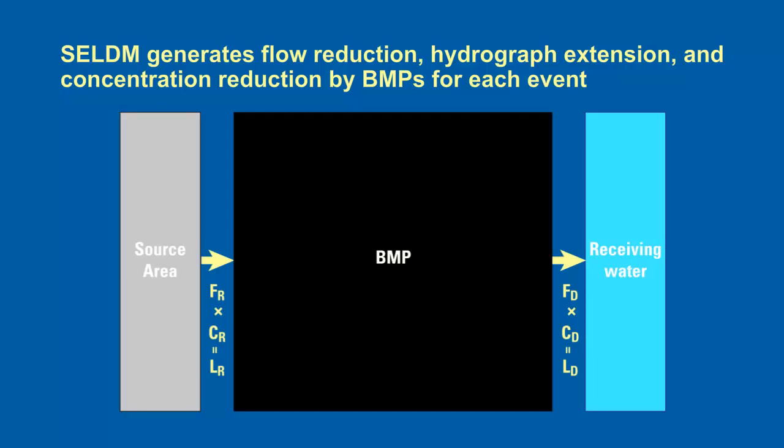This schematic diagram shows the runoff source area as the gray rectangle on the left with the load equation, the statistical black box BMP in the center, and the discharge load equation and receiving water as the blue rectangle on the right. Instead of a complex process-based model for which there is little data, SELDM uses a black box model by using statistical transfer functions derived from stormwater data for thousands of events from hundreds of sites in the International Stormwater BMP database.